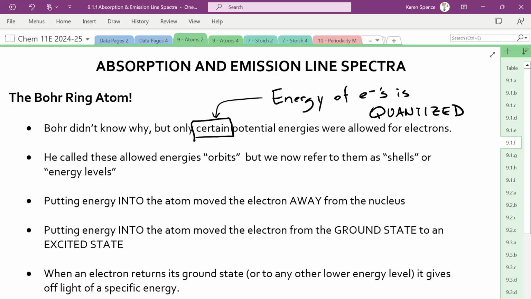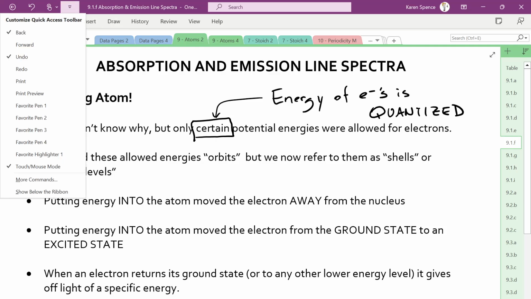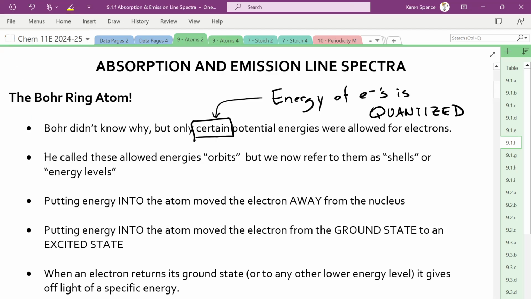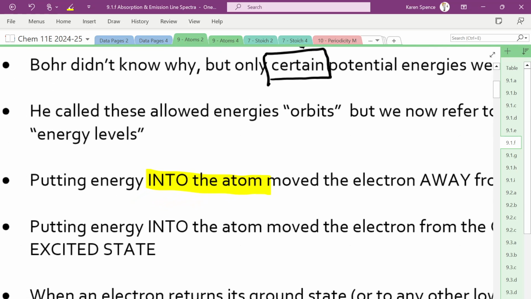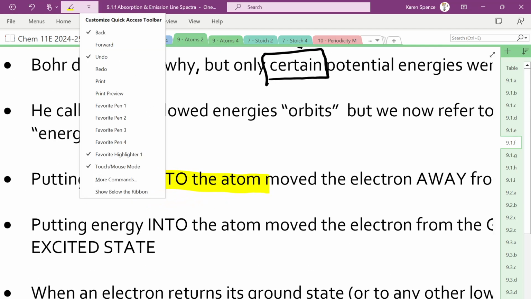Of course, we talked about putting energy into an atom. Will that move the electron towards the nucleus or away from the nucleus? If we put energy into the atom, that'll move it away from the nucleus.